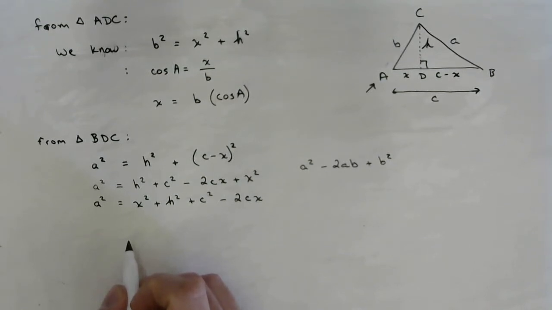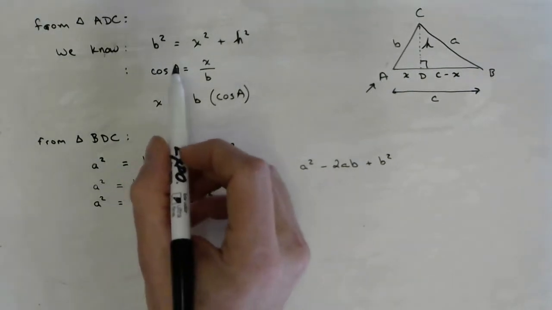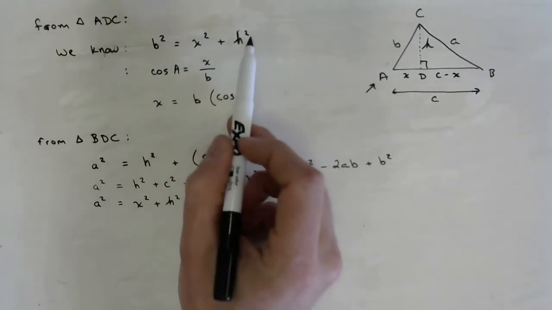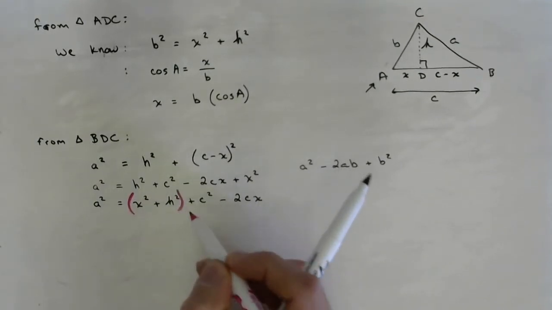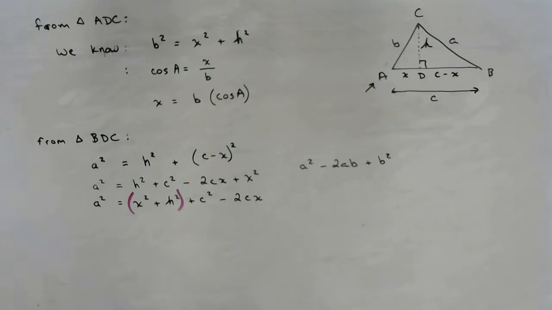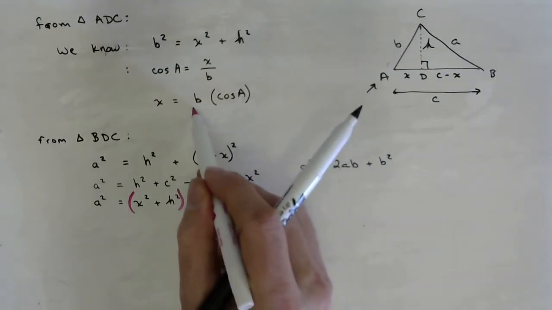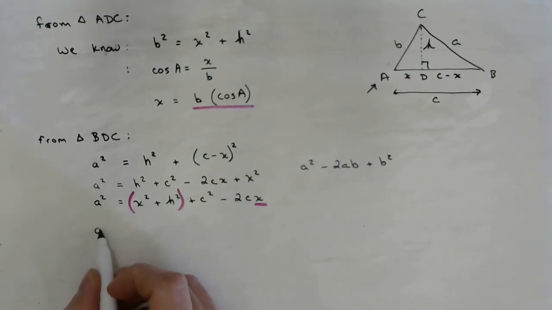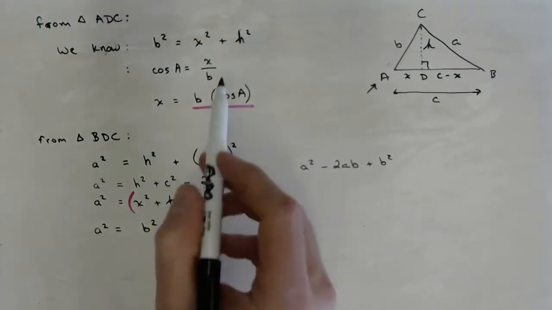And here we go. We've rearranged the terms, and now I know a couple of things. I'm going to substitute. We already know that b squared is equal to x squared plus h squared. Well, what do you see here? x squared plus h squared. So I can substitute b squared for those terms. I also have an x here, and I know that x is b times the cosine of A. So let's see what happens when we do that. We're going to put in b squared instead of x squared plus h squared. We know that they're equal.